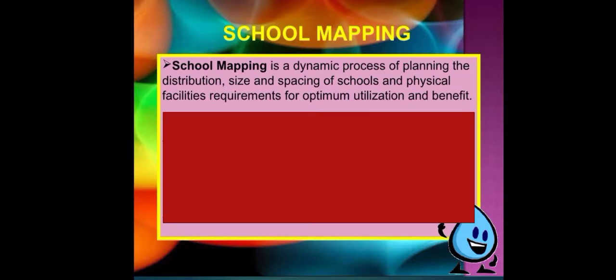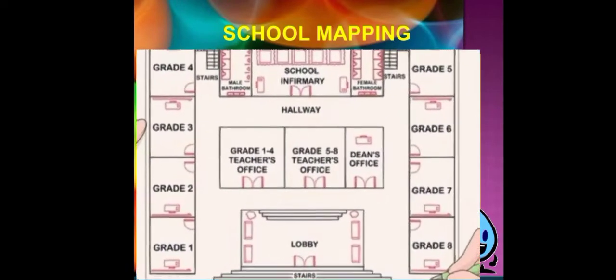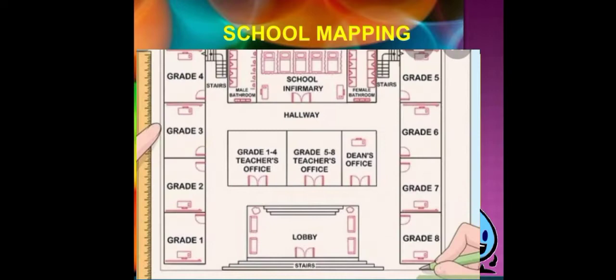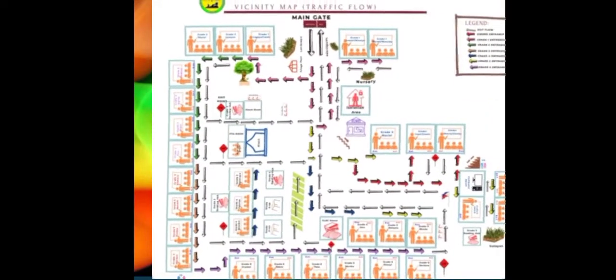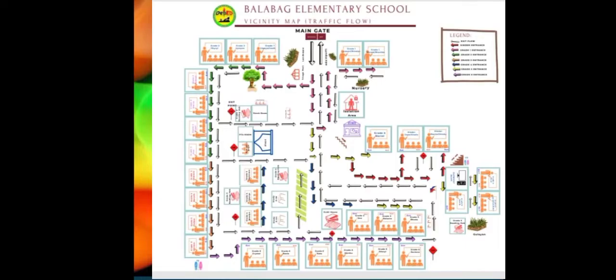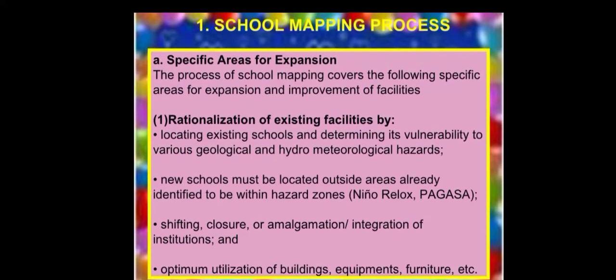School mapping is a dynamic process of planning the distribution, size, and spacing of schools and physical facilities requirements for optimum utilization and benefit. Here is the process of school mapping. The process of school mapping covers the following specific areas for expansion and improvement of facilities.